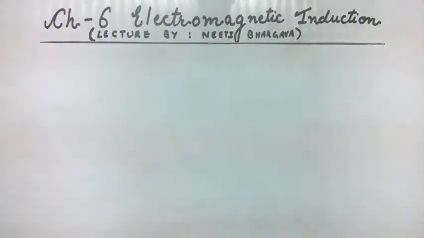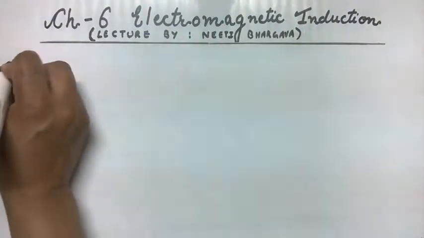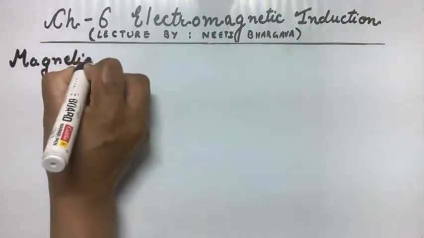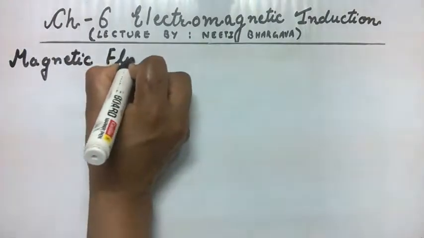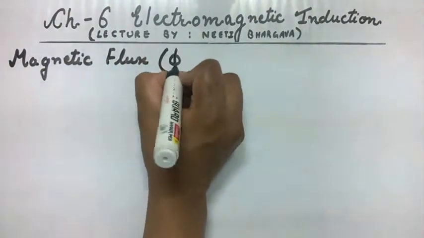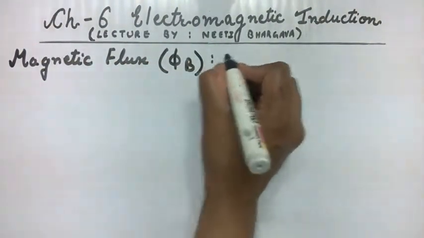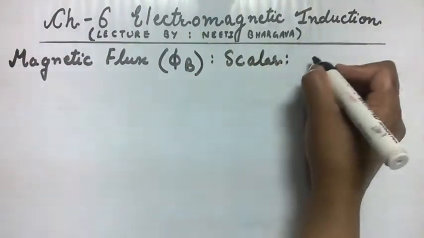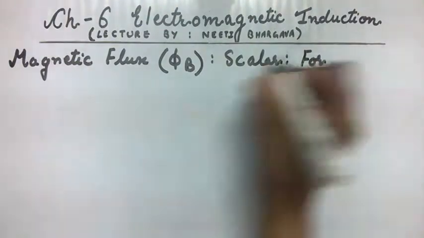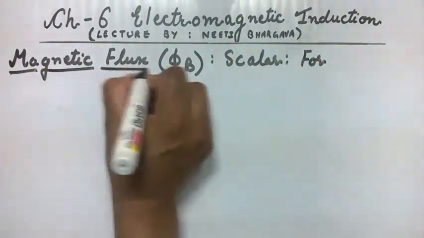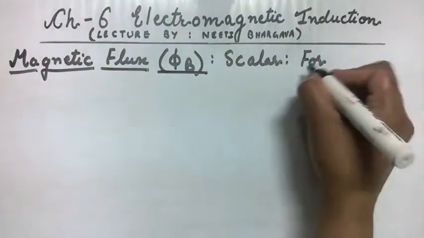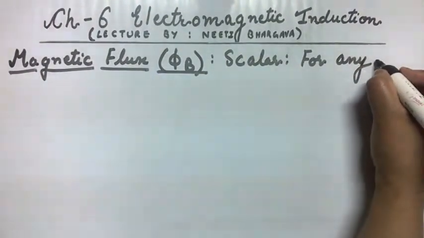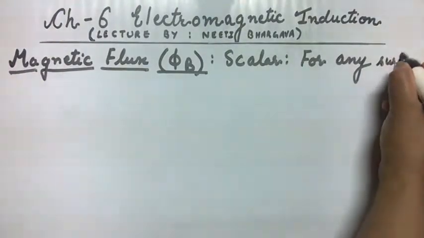In continuation with this chapter, now let's study another topic, that is magnetic flux. Magnetic flux is a scalar quantity and it is denoted by phi magnetic field. It has only magnitude and unit, and it is defined as, for any surface, the surface may be regular or irregular in shape. That is, it may be uniform or curved.